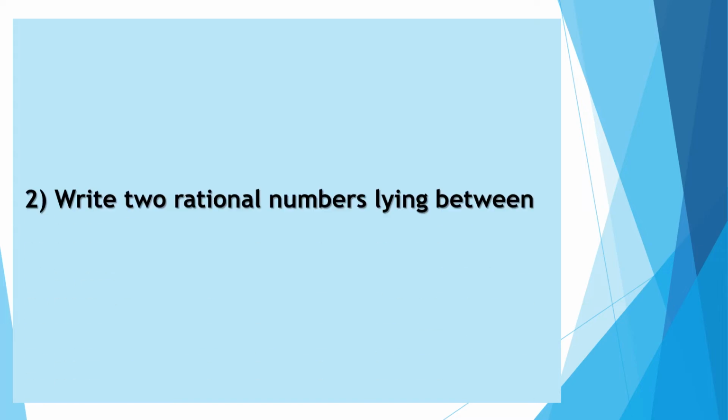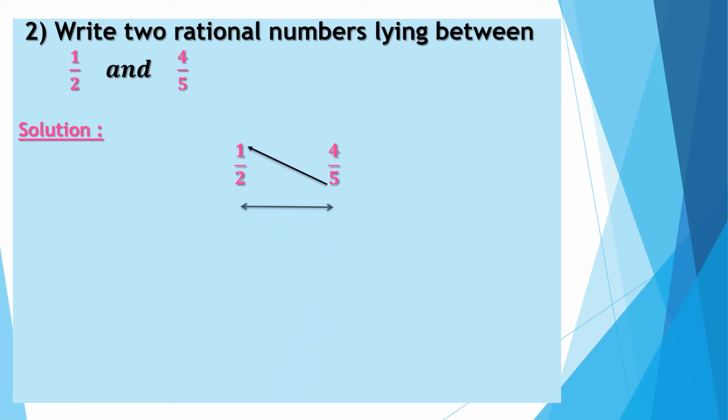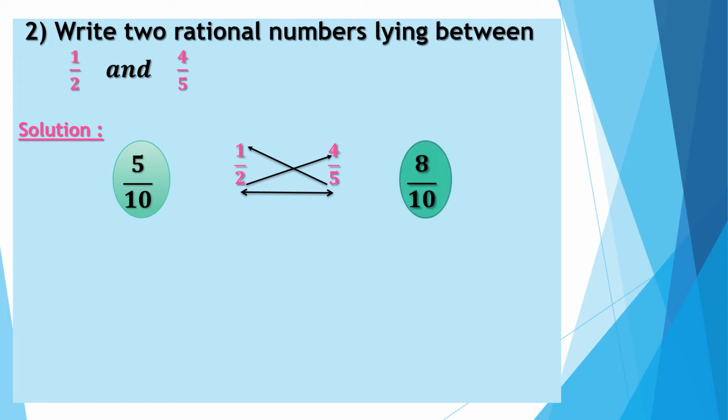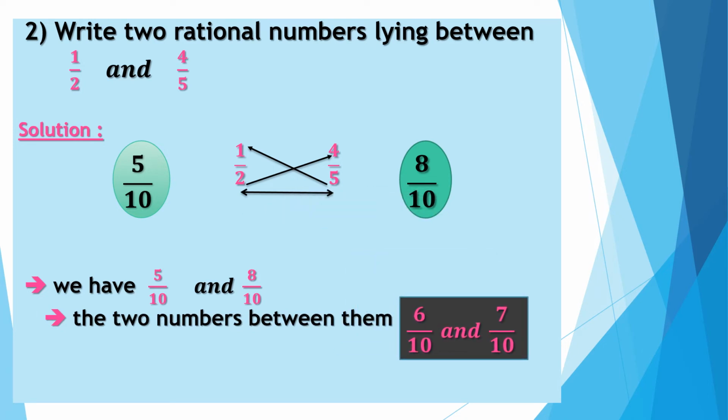Another example, write 2 rational numbers lying between 1 over 2 and 4 over 5. By the same way, cross multiplication, 5 times 1, the denominators times each other, it will be 2 times 5. So the new numbers are 5 over 10 and 8 over 10. We have two rational numbers between 5 over 10 and 8 over 10, like that. So the numbers will be 6 over 10 and 7 over 10.